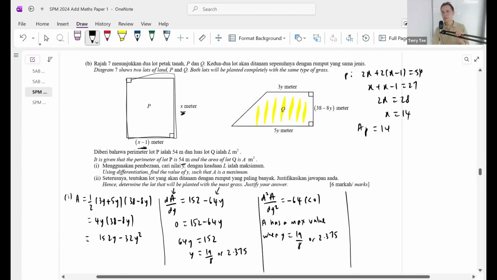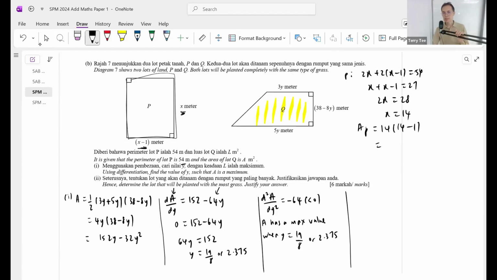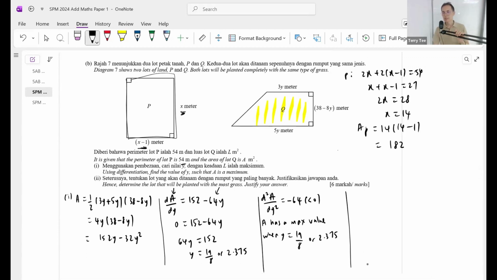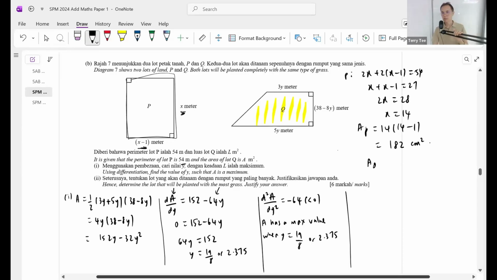The width is 14 minus 1, x and x minus 1. So it's basically 14 times 13, which is 182. Okay, but I haven't found the area of Q yet. We know Q has a maximum area, but I haven't calculated the area of Q.